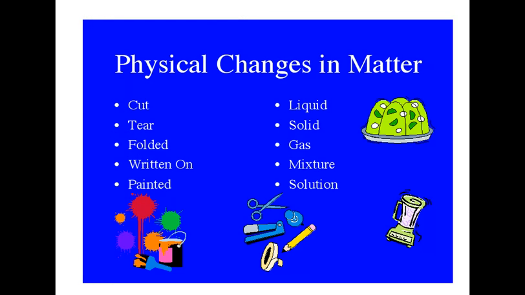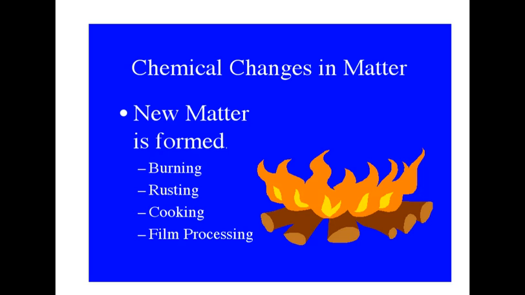Cutting, painting, folding, tearing, making a solution, blending up something in a blender. Those are all examples of physical changes. But in a chemical change, new matter is formed. So there is a chemical reaction that occurs in chemical change, and the material is no longer the same substance. So this is an example of burning or rusting when iron reacts with oxygen in the air.